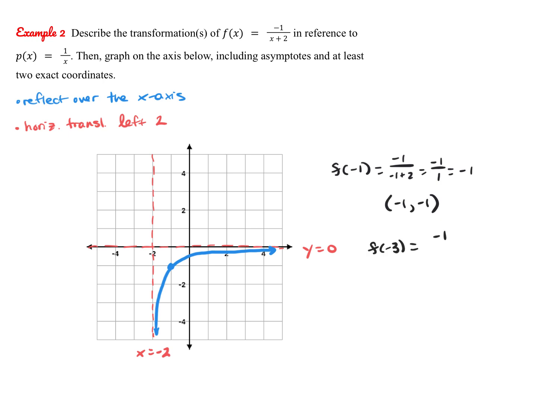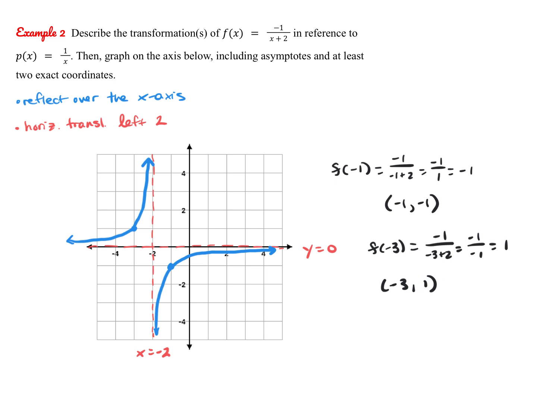So we have -1 over -3 plus 2, which is -1 over -1, which is +1. So we have the coordinate -3, +1. And again, I know what my graph will do from here. It's going to travel along the asymptotes. And you can see that it is in that opposite quadrant. So that tells us that our coordinate is probably correct.